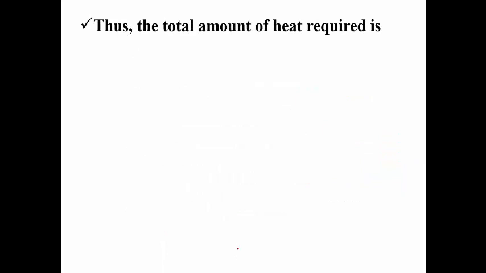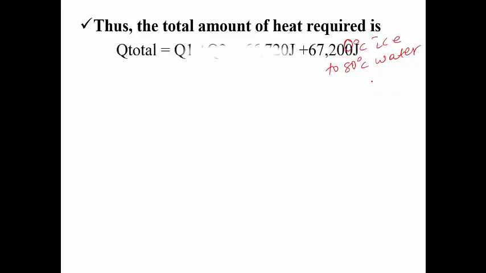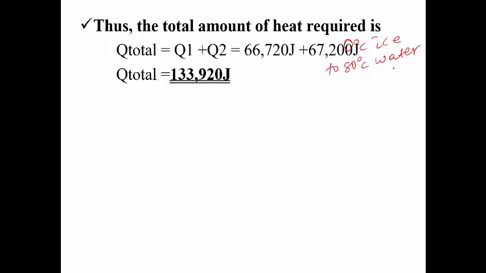And finally, the total energy required to change 0 degrees Celsius ice to 80 degrees Celsius water is the sum of the two heat energies, Q1 plus Q2, 66,720 joule plus 67,200 joule. This gives us finally 133,920 joule. And this is all for today. Until next time, have a nice time.